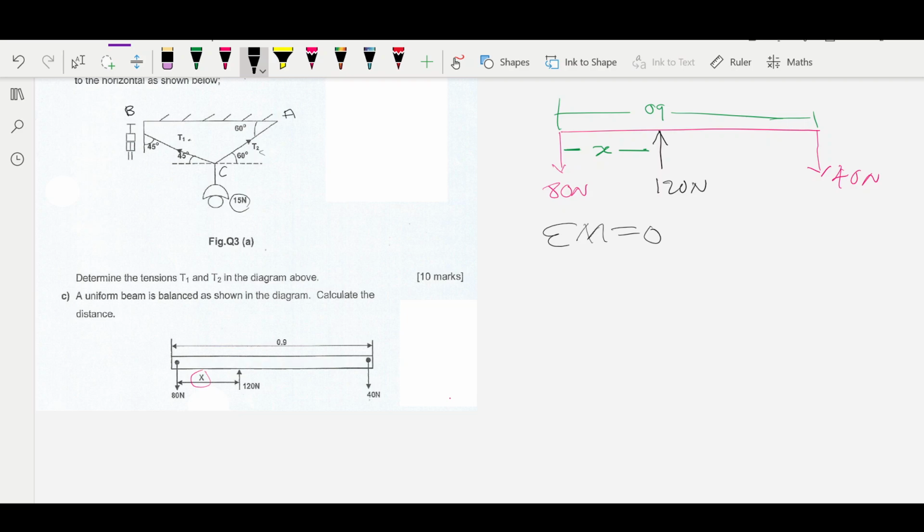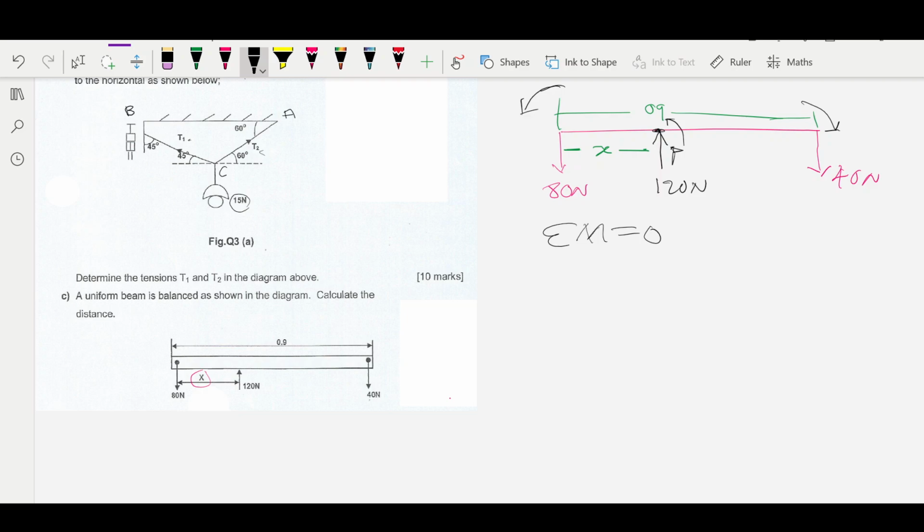So if we identify the forces that are acting here and their moments, this one wants to turn the beam in this direction, and this one also wants to turn it in this direction, and this one wants to turn the beam in that direction. So if we take moments about this point, we can call it point P. The moment for this force, which is 120, will be 0 there, so we don't have to consider it.